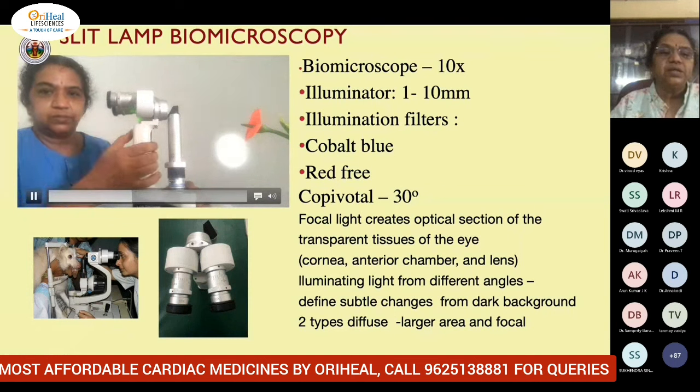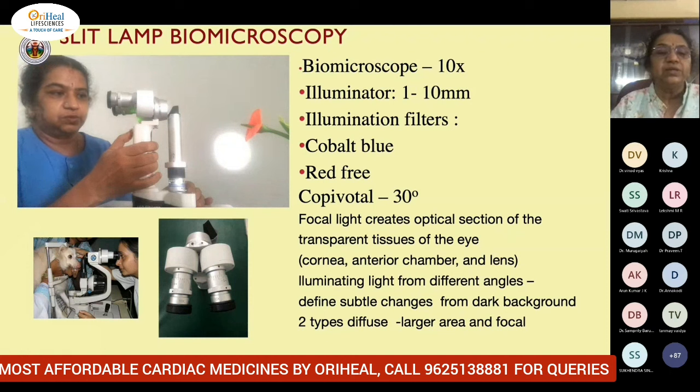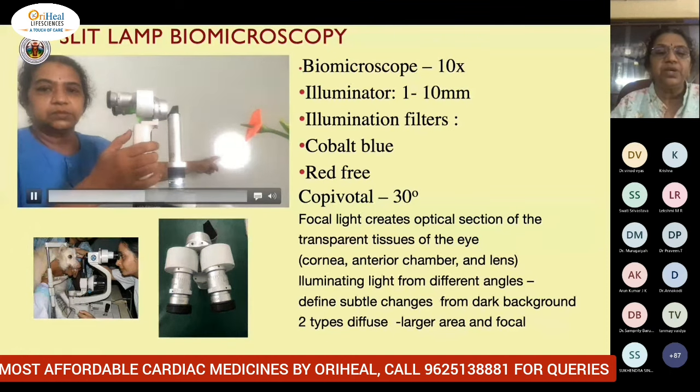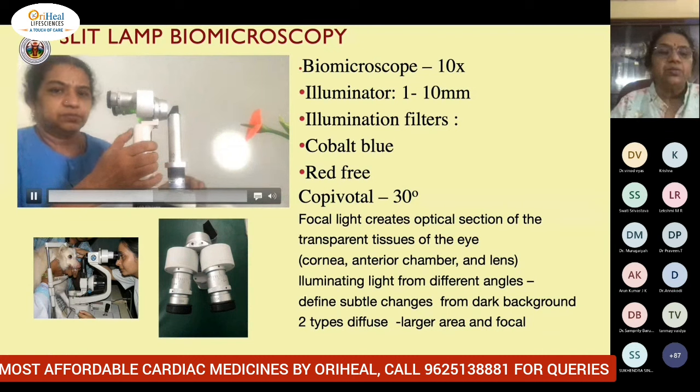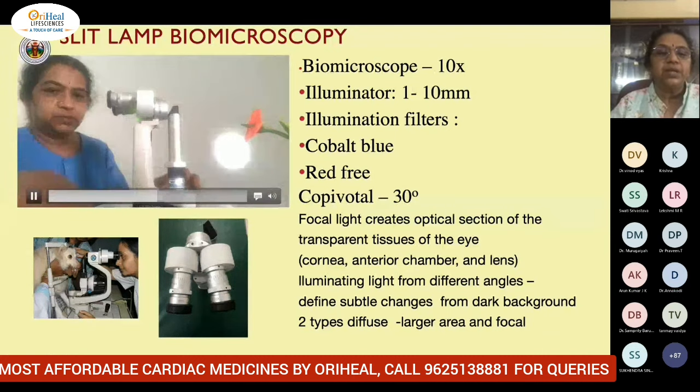And there is a rheostat here. Rheostat means it is a switch to control the intensity of light. With the help of the rheostat, you will be able to adjust the light, and you can see that. Now you can increase the brightness or decrease the brightness.